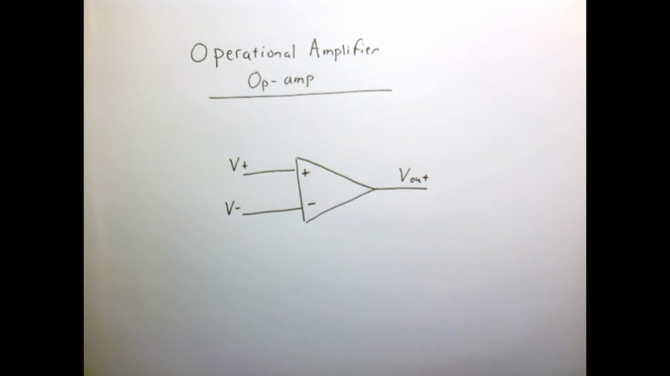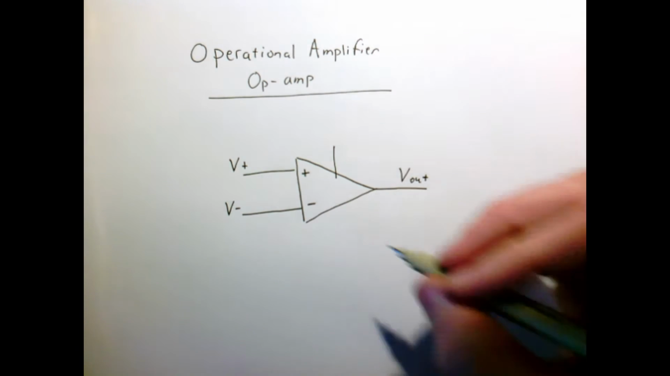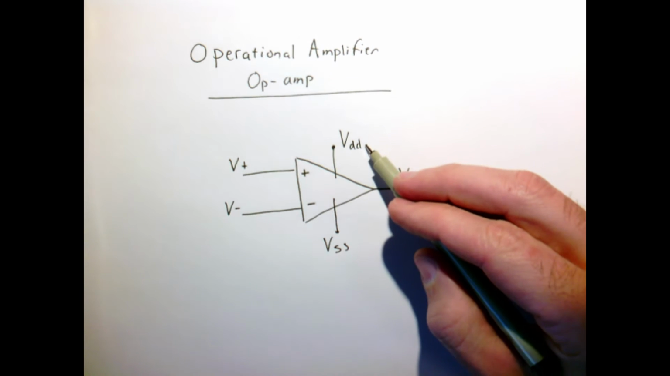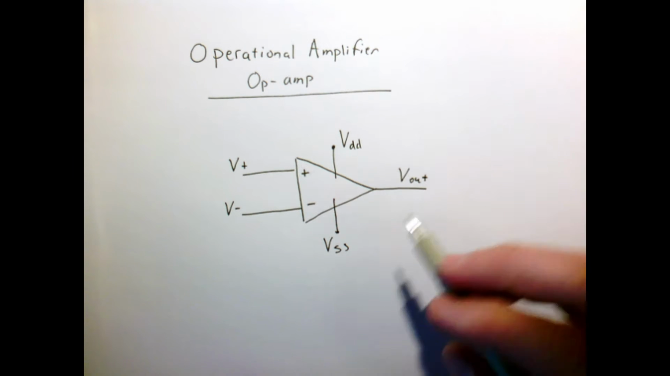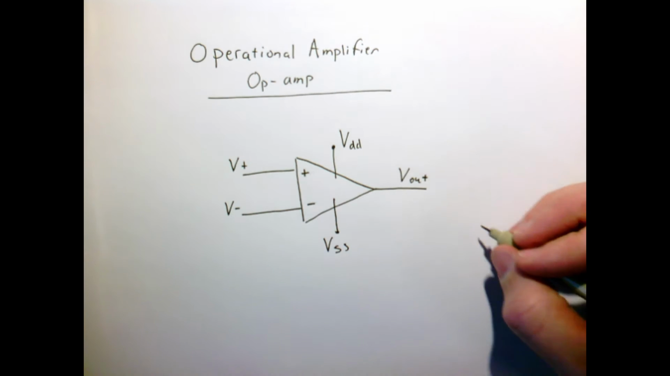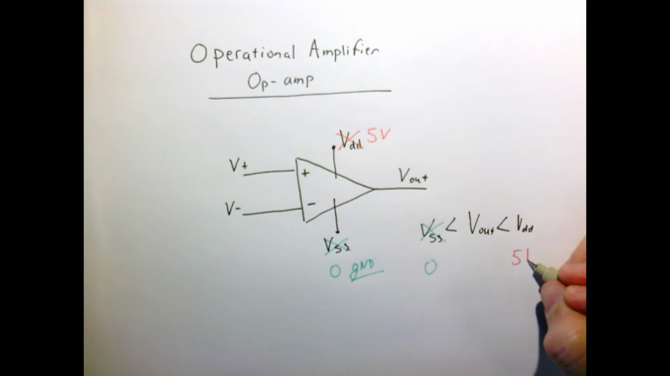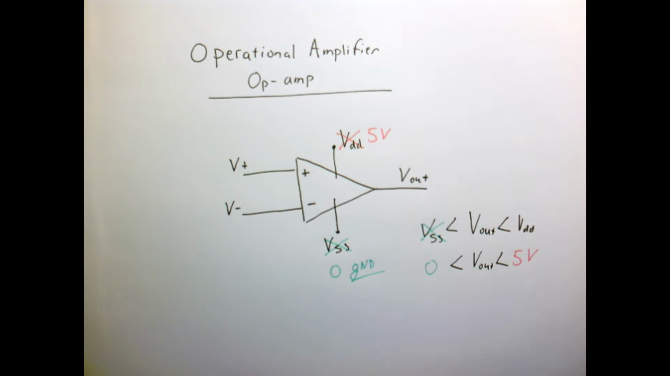But it's important to realize that the op-amp is a powered device, so we need to connect it to a power supply. We'll label those, for historical reasons, VDD and VSS. This is the largest voltage, this is the smallest voltage, and it turns out that because it's a powered device, the output voltage will be limited between VDD and VSS. For our class, in all the labs that we do, we'll use the highest voltage to be 5 volts and the lowest voltage to be ground. So in our class, our output voltages will be limited between 0 and 5 volts.